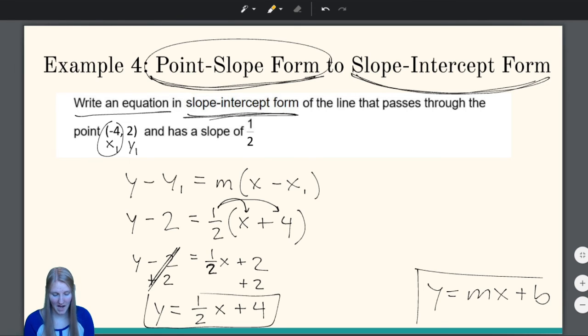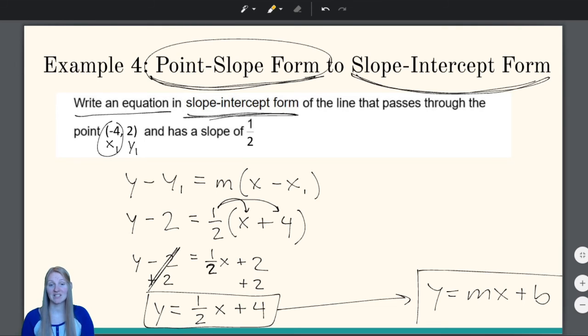And there we go. That looks exactly like y equals mx plus b. M is 1/2, and the y-intercept is 4. Now, in case I did that a little too quickly for you, let's walk through it again.